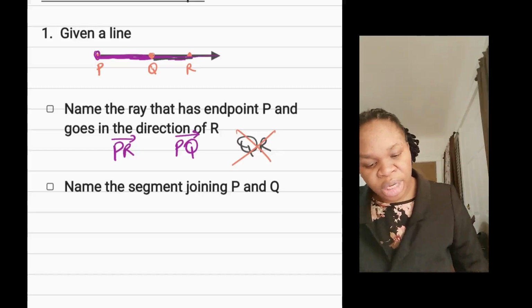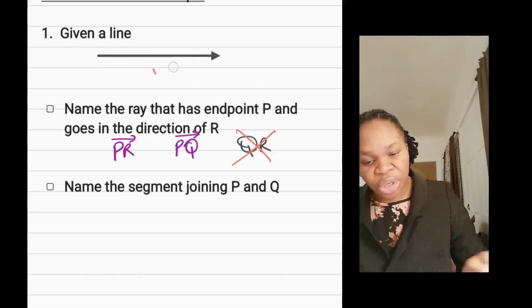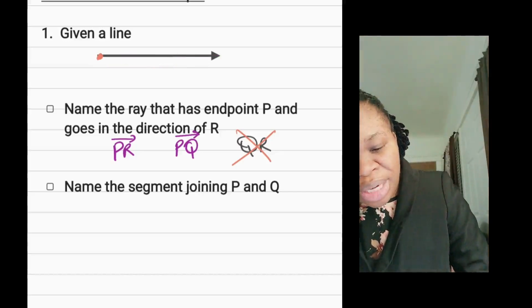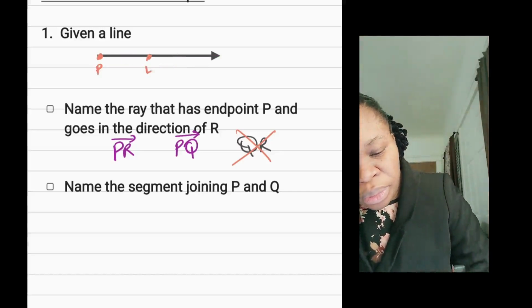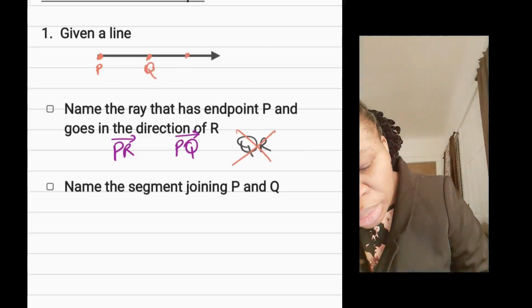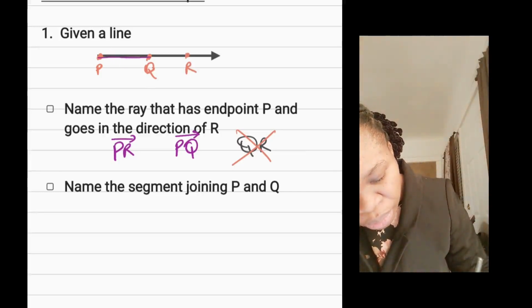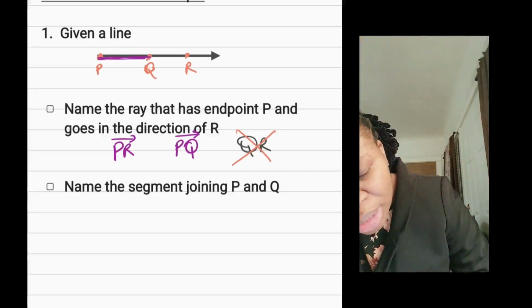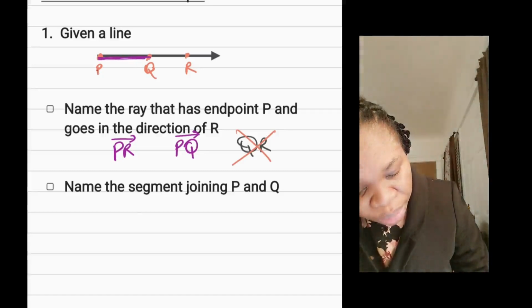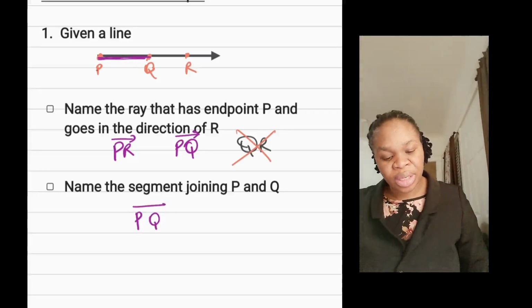Then the next one says name the segment joining P and Q. So what can we name that? We have PQ. This is the line segment joining them together. So if I'm to write this, this is PQ, and also I can go back, QP.